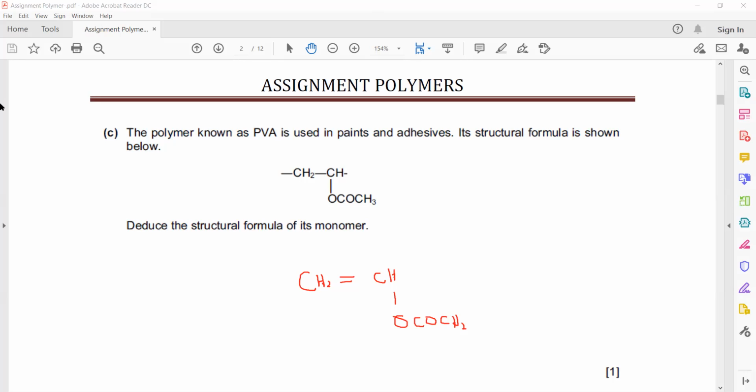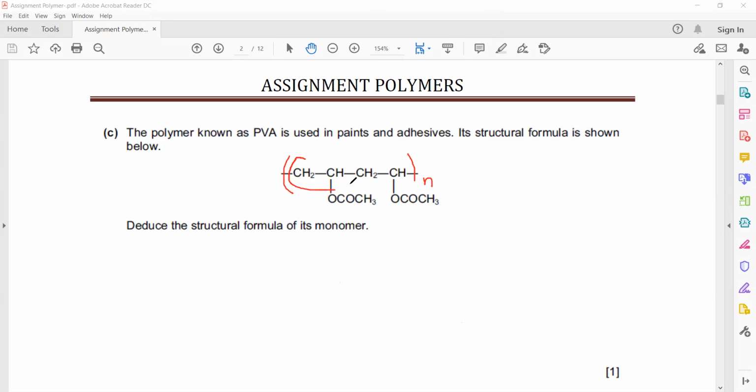Is it clear how we deduce the structural formula of the monomer? Monomer means a small molecule. Polymer means long chain compound. So here they give you a polymer, like this is a polymer. You have to deduce a monomer. So how to deduce a monomer?